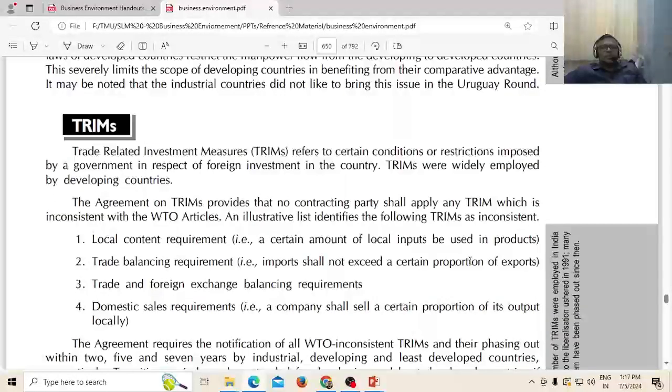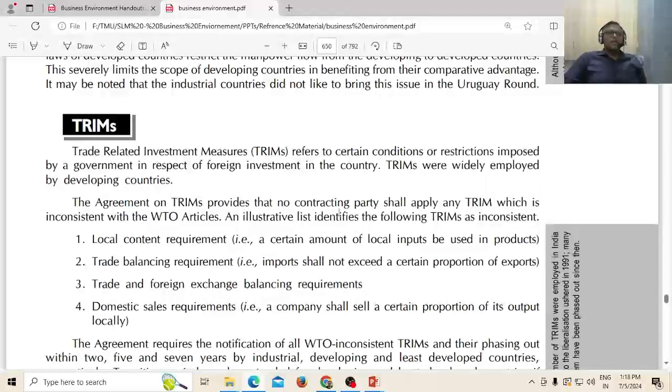Next topic is TRIMs. TRIMs represent trade-related investment measures. TRIMs are certain conditions or restrictions imposed by the government in respect of foreign investment in the country. Thus, TRIMs were widely employed by developing countries. The agreement on TRIMs provides that no contracting party shall apply any TRIM which is inconsistent with the WTO articles. An illustrative list identifies the following TRIMs as inconsistent.